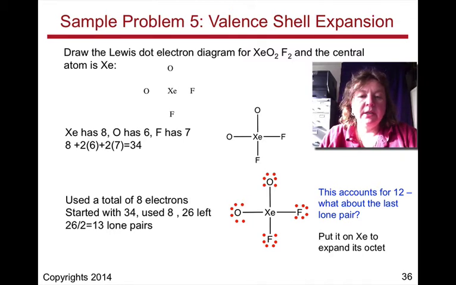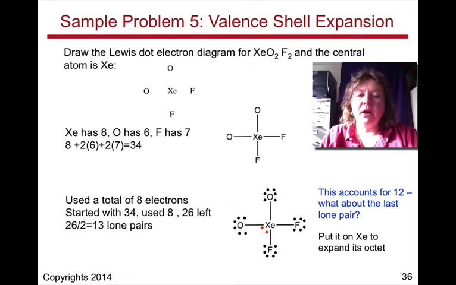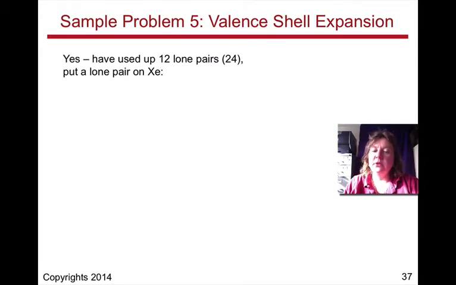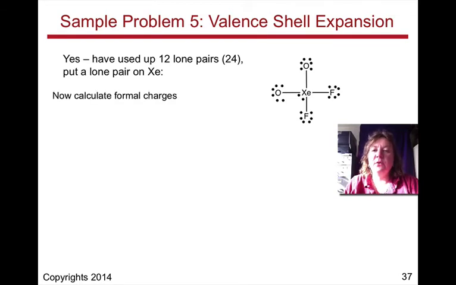We can put it on xenon, and that'll expand its octet. So let's put it on xenon. There we go. We've expanded the octet. Yes, we've used up all 13 lone pairs, all 26 electrons, by putting a lone pair on xenon. Now, let's take a look at the formal charges.